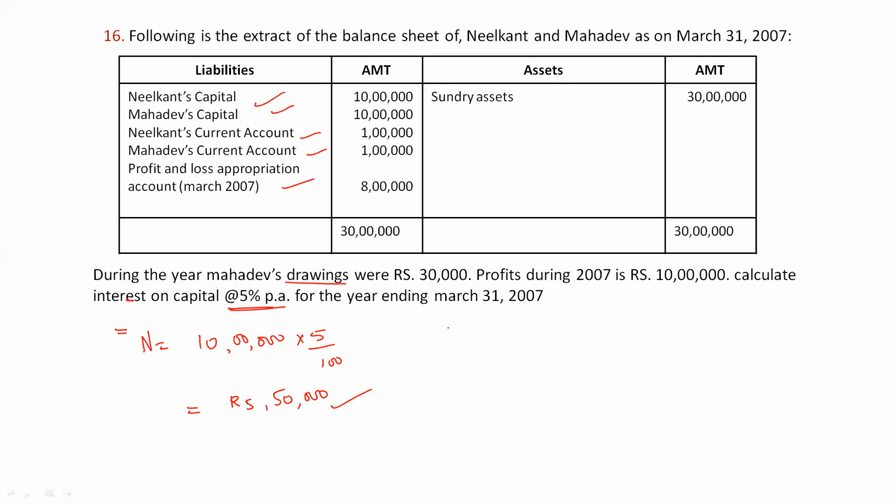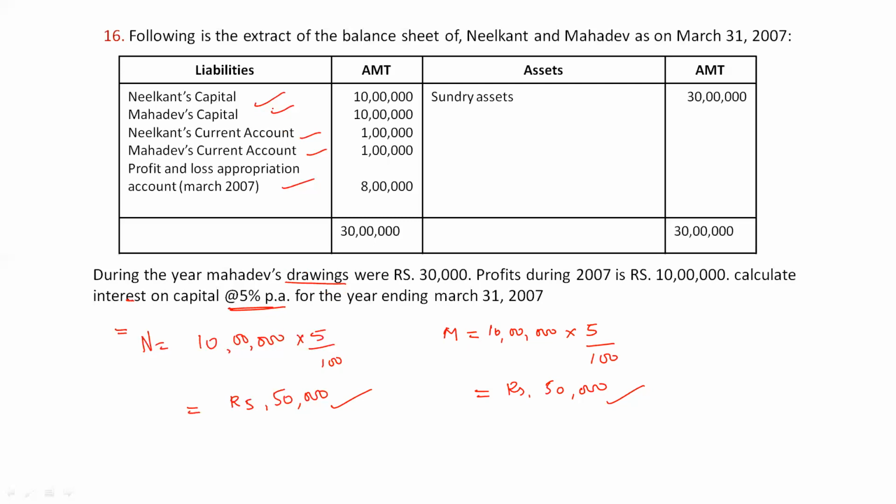Similarly, let's find out for Mahadev. Again the capital of Mahadev is rupees 10 lakh. Rate of interest is also the same, so that is 5 divided by 100. Again when we simplify this, we'll get the amount as rupees 50,000. So this is the interest on capital for both the partners per annum. So it's very simple here. You have to remember, always the interest on capital is charged on fixed capital itself, right?